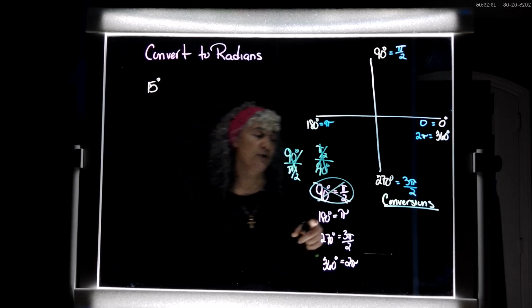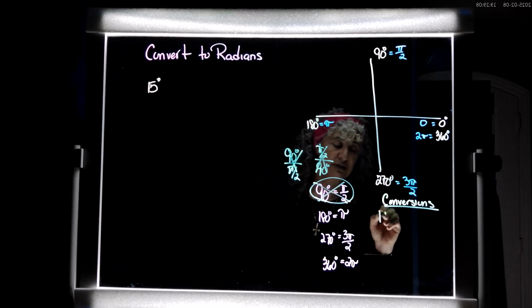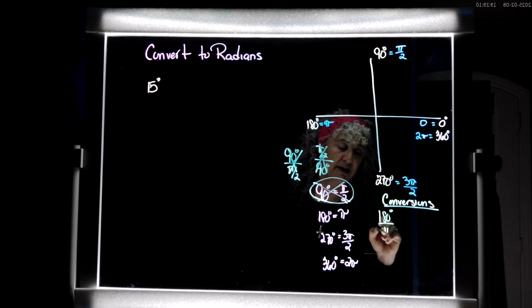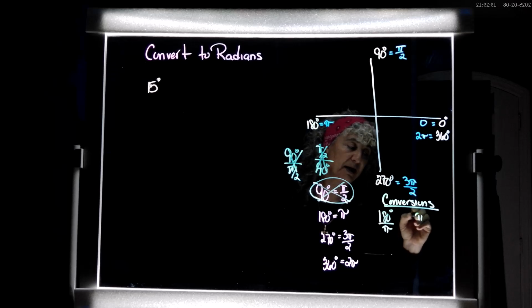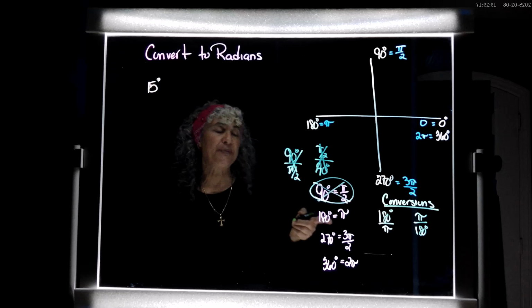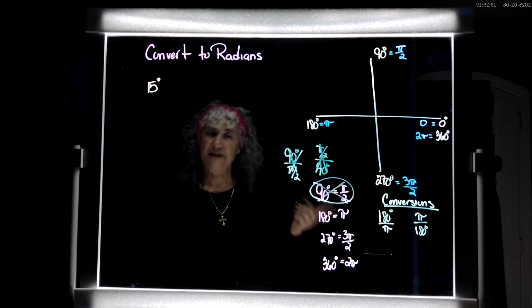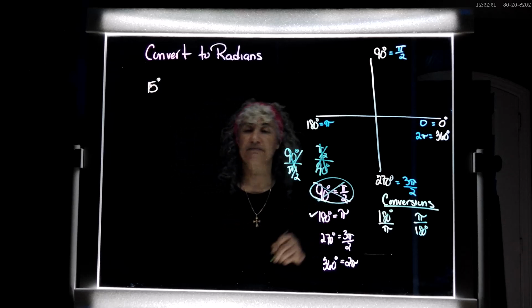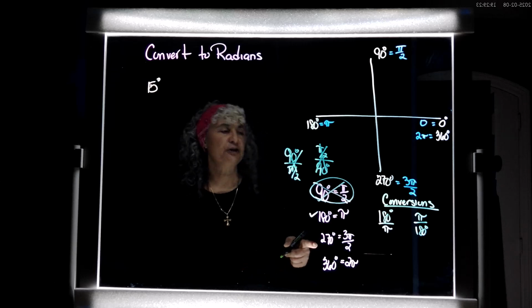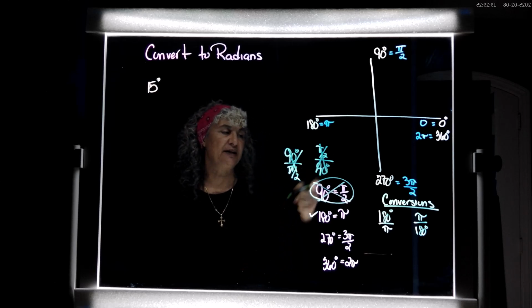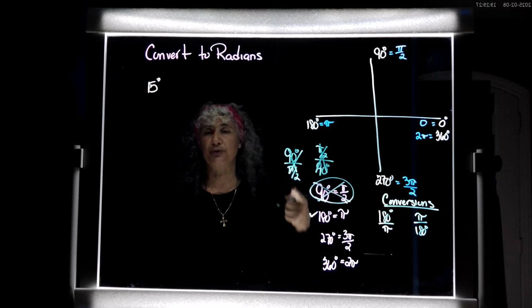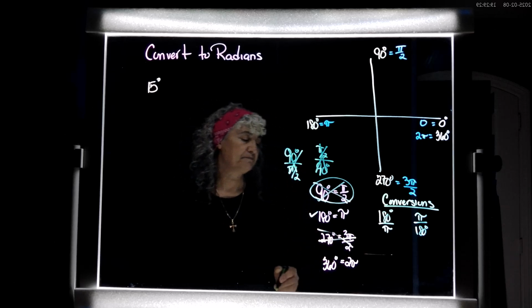I'm noticing this one, though, 180 degrees is equivalent to pi, or pi over 180 degrees. Either way I look at that particular conversion, that's okay to use. I'm liking this one. This one I'm not even going to bother because I already know what the 90 degrees and the pi over 2 look like, and those are pretty ugly fractions.